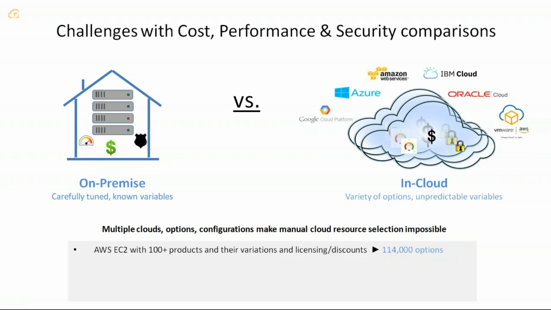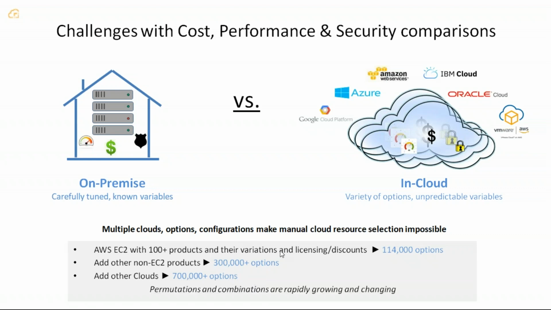We thought it'd be fun to take a look at Amazon EC2 and examine their options. EC2 alone has over 100 products. And if you count their variations, licensing and discounts, you're looking at parsing through 114,000 options. In addition to EC2, you'd be looking at other resources within Amazon that you'll likely order, such as load balancers, monitoring, ingress, egress, etc. So you're looking at another 300,000 options added on to these 114,000. And if you were to expand your mapping beyond Amazon, just to make sure that you were examining all the options you have, now you're looking at over 700,000 options. And the permutations and combinations around all of these are rapidly growing and changing.